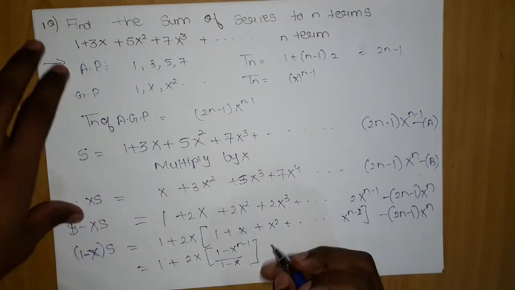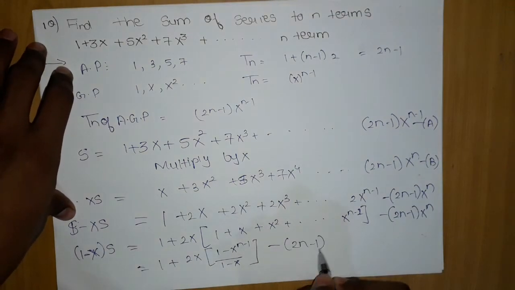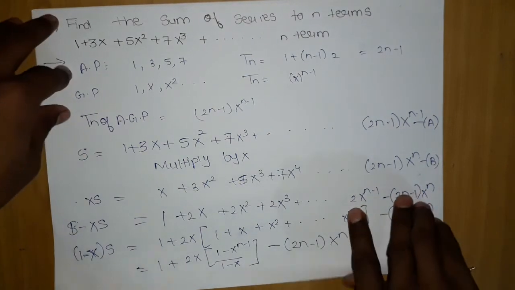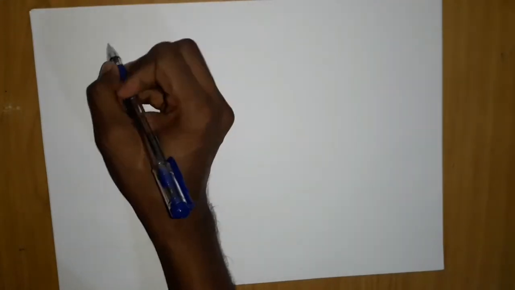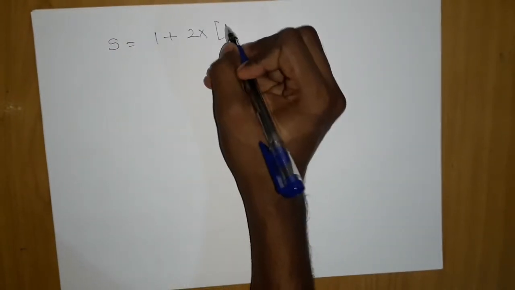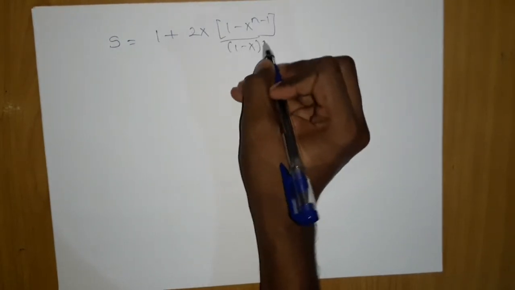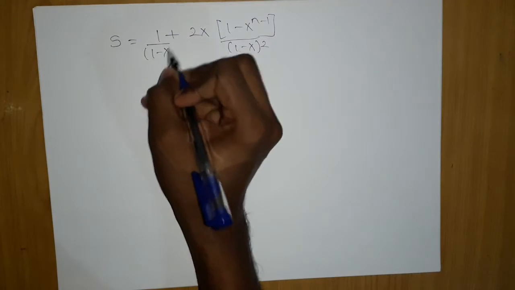Further on, this is what we got: 2n minus 1 into x power n. Now let's move on. What are we getting? If I move the S here, what am I left with? 1 plus 2x into 1 minus x power n minus 1 upon 1 minus x, the whole square. Here it will be 1 minus x.